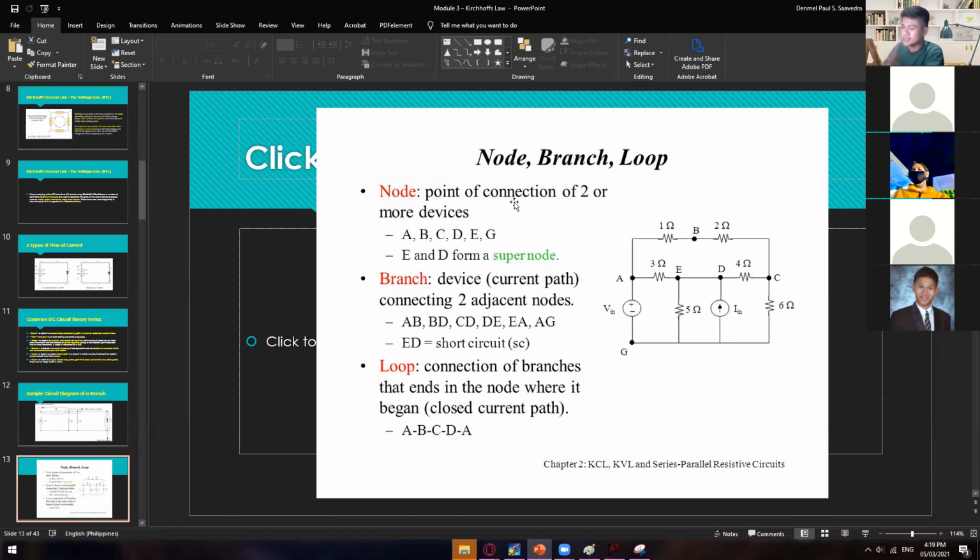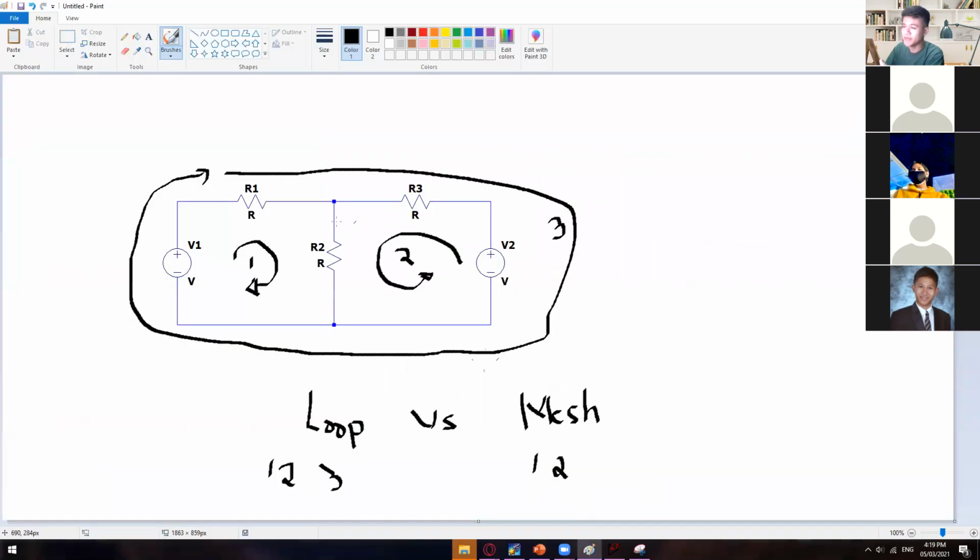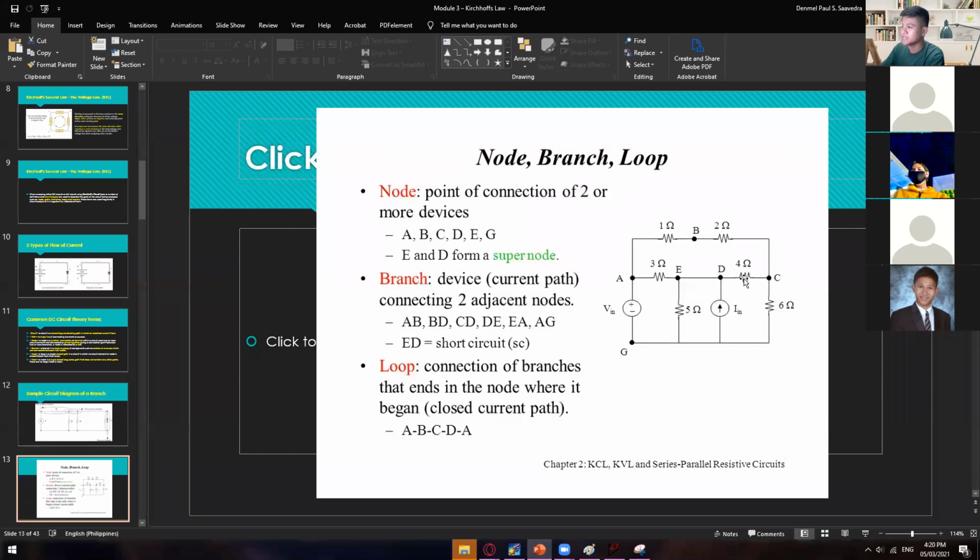So here is just another example of a node, branch, and a loop. So we have here nodes A, B, C, D, E, G. Okay, so this is a loop outside, the one that we have in this example: A, B, C, D, E, G. So parang nasa labas lang siya.